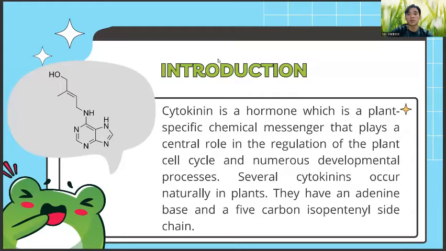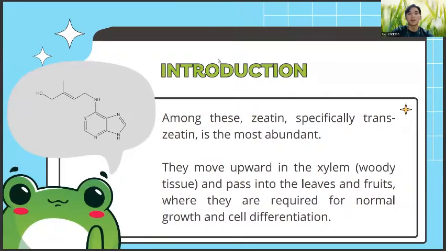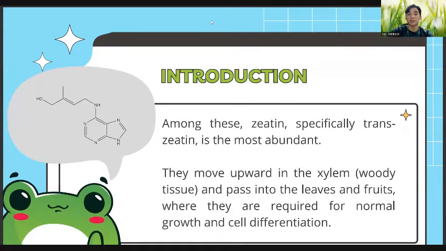Cytokinin is a plant-specific chemical messenger, a hormone, that plays a central role in the regulation of the plant cell cycle and numerous developmental processes. Several cytokinins occur naturally in plants. They have an adenine base and a 5-carbon isopentyl side chain. Among these, zeatin, specifically trans-zeatin, is the most abundant.